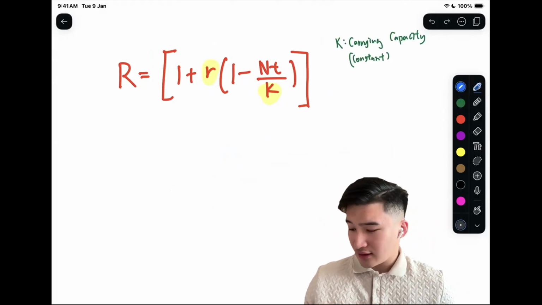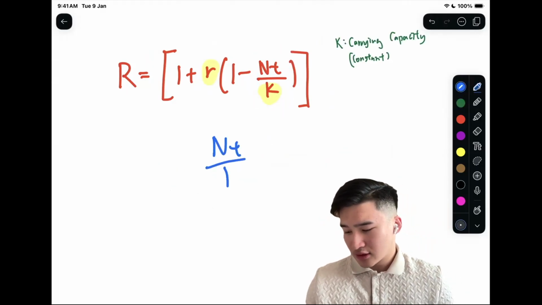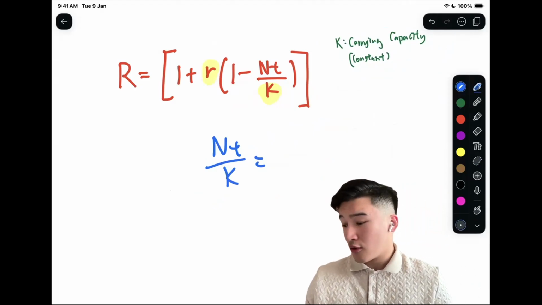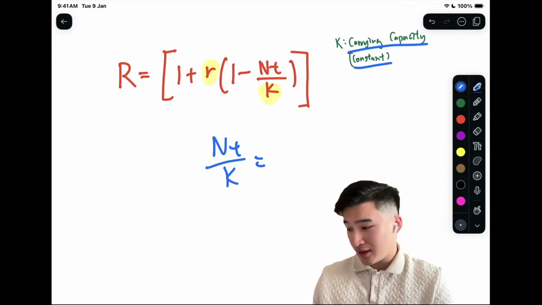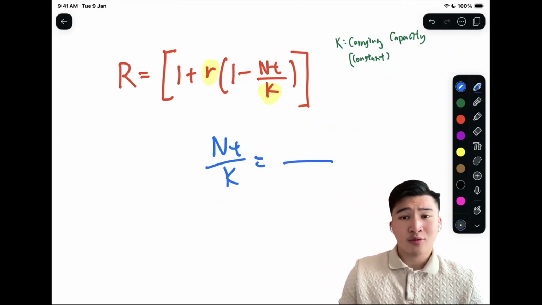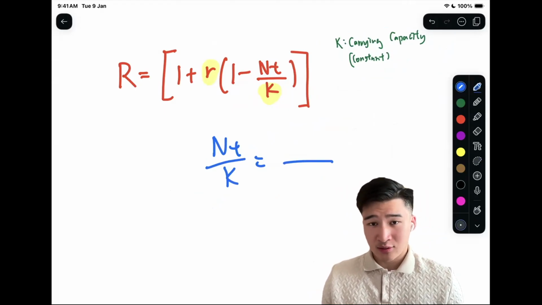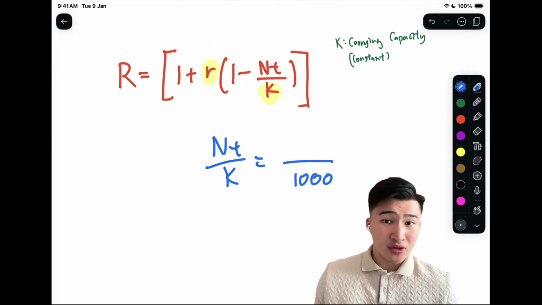So let's first take a look at this fraction here, N_t divided by K. So what that means is basically, what is our current population over our carrying capacity, right? Remember, the K is also population, is an amount. So let's say we are in a pond where the maximum capacity is 1,000 fish. And let's say our current pond has only about 800 fish.